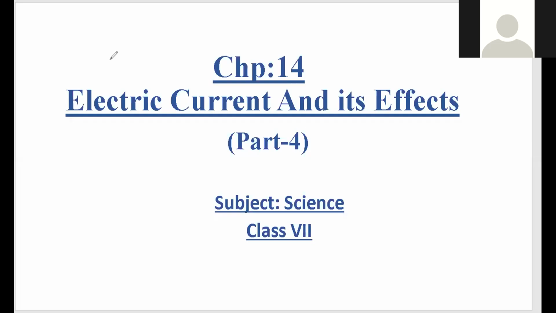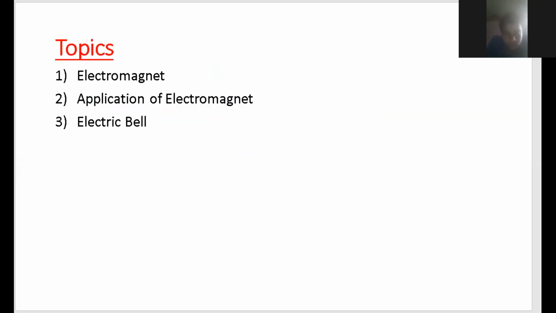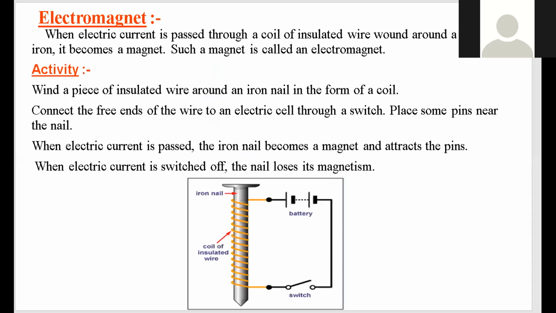So we are going to start with chapter number 14, part 4. In this part, we will cover these topics, in which the first one is electromagnet, the second one is application of electromagnet, and finally the most important one, that is the electric bell, right? So let us start with the first one, that is the electromagnet.